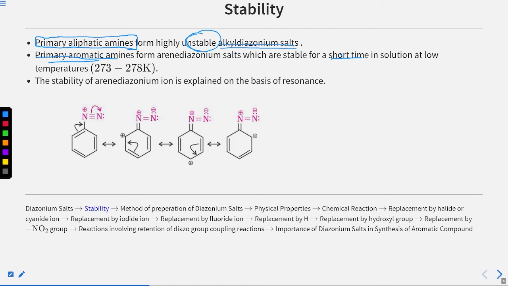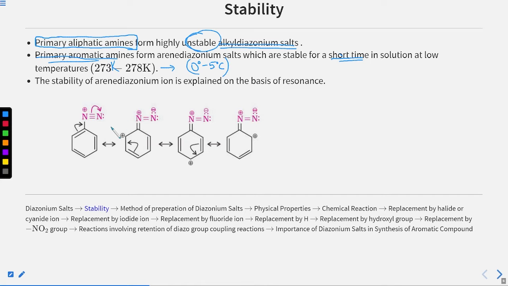Now, how are they formed? It is stable only for a short time. This is also a very valid point: it is stable only for a short time and at a very low temperature, that is 273 Kelvin to 278 Kelvin. It can be converted to degrees Celsius also. That can be written as 0 degrees Celsius to 5 degrees Celsius. So it will be stable for a short time, plus it is stable at very low temperature. How it is prepared, we will see later, but this is the structure.